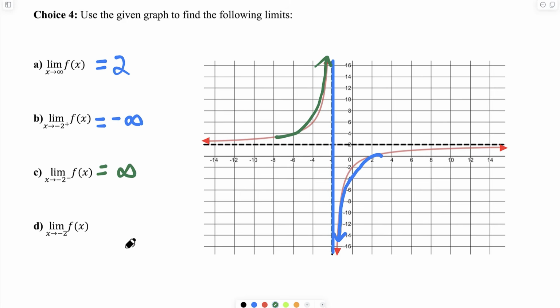Because the function as x approaches negative 2 is not approaching the same finite value, we could say that the limit as x approaches negative 2 of f of x does not exist.